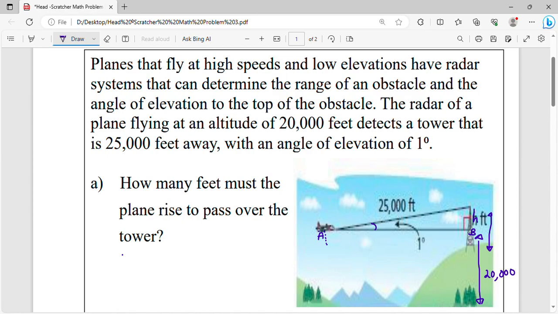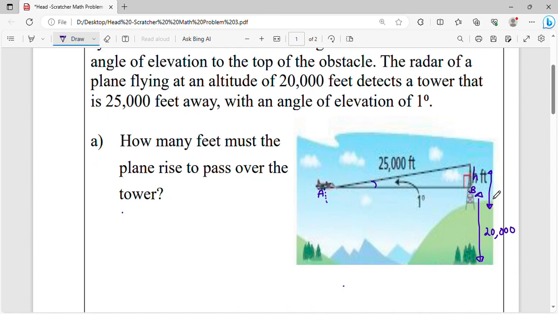My question is: the radar of a plane flying at a height of 20,000 detects a tower. So it detects the top of the tower that is 25,000 feet away, that is, this hypotenuse distance, with an angle of elevation of 1 degree. How many feet must the plane rise, so that it can safely cross the tip of the tower? So this is basically nothing but a right angle triangle. With 1 degree, this is the opposite side. I want h, and this is the hypotenuse, right?